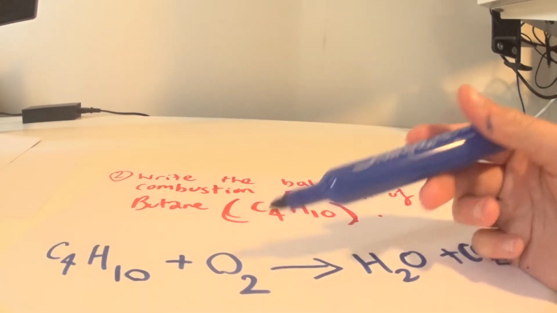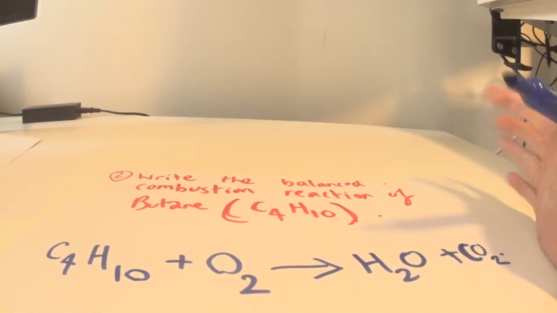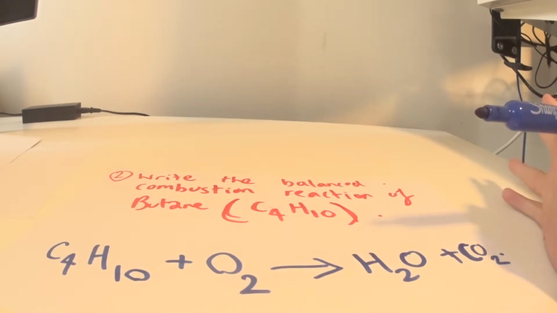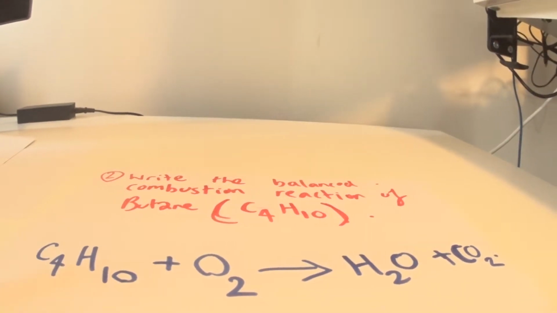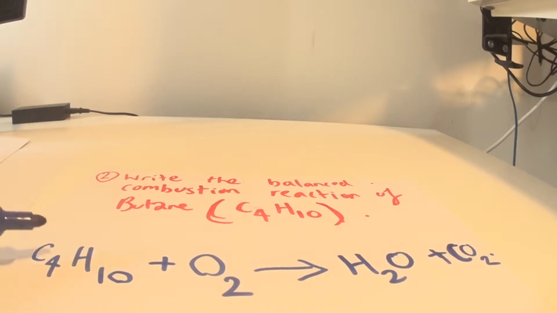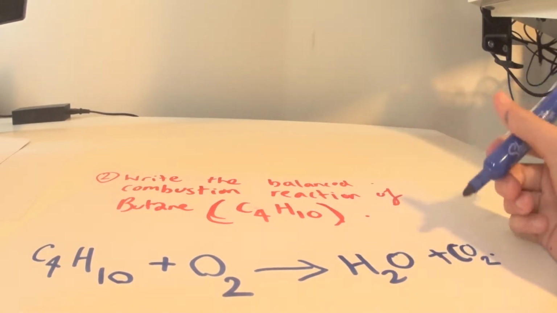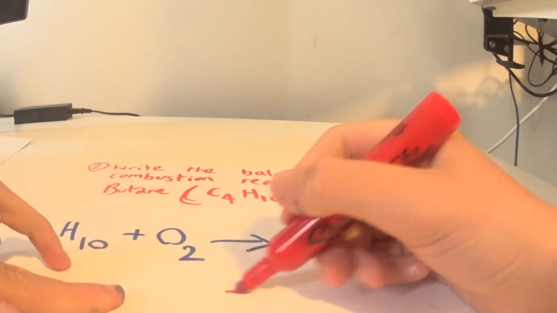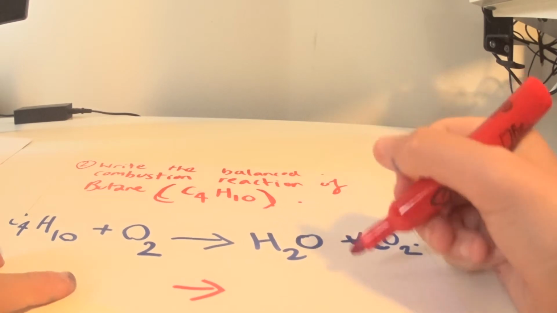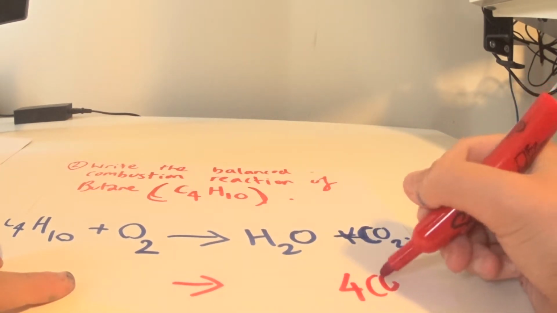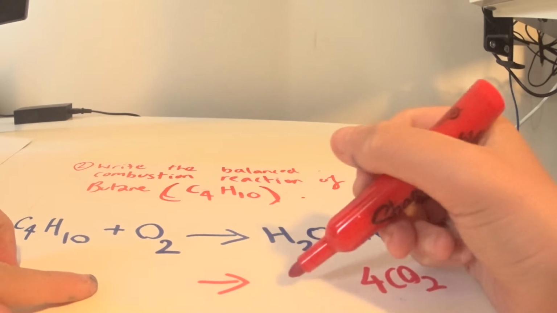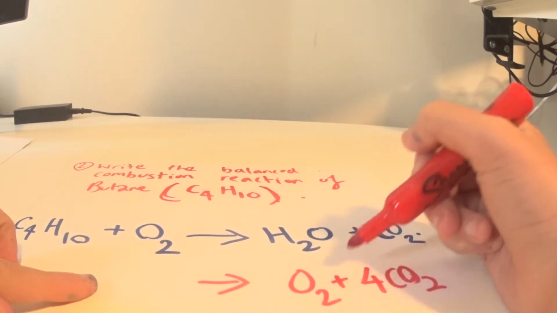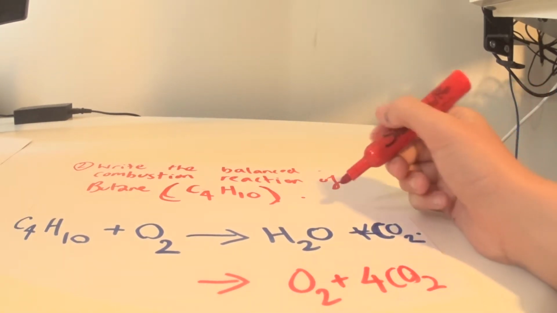So how many oxygens do we have on this side? We've got 2, and we've got 2 on this side. Let's not worry about that. Let's actually start with the carbons. How many carbons do we have on this side? We've got 4, okay? So we're going to have 4 carbons on this side, so I'm going to put a 4. I'm going to do this one in red, so you guys can actually see it. I'm going to rewrite it as 4 CO2. Okay, so now our carbons are balanced.